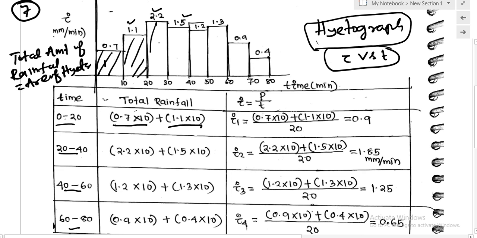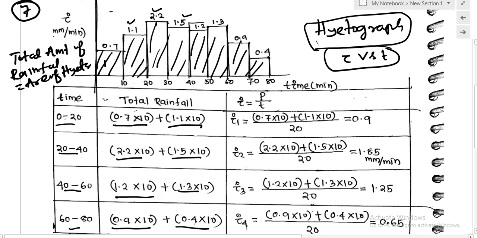So this is the area 20 to 40. Okay, so this is 2.2 into 10, 1.5 into 10. Similarly, 40 to 60, the area you can find out, 1.2 into 10, 1.3. So now this is 60 to 80 area. So 60 to 80, it is coming 0.9 into 10. So all you are actually finding out is the total rainfall within the duration.